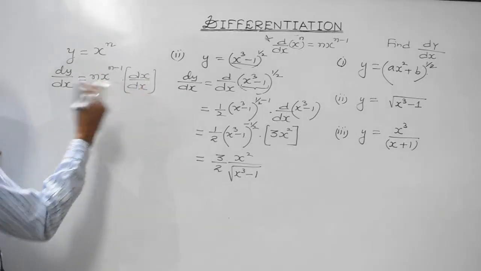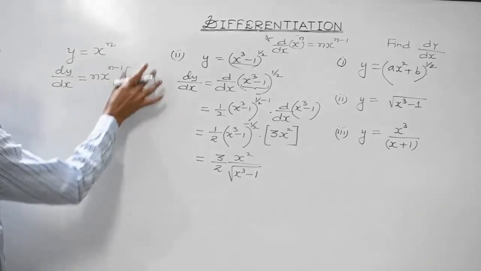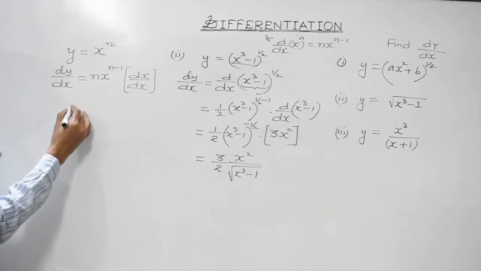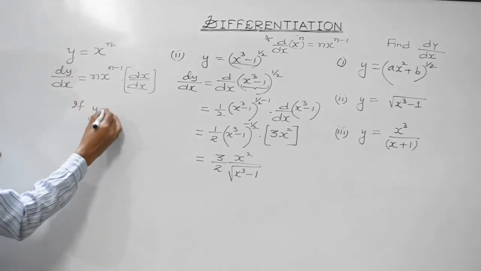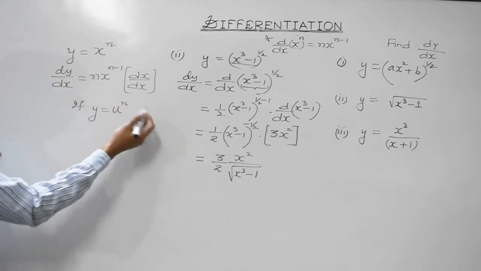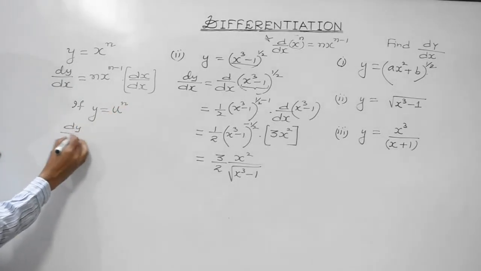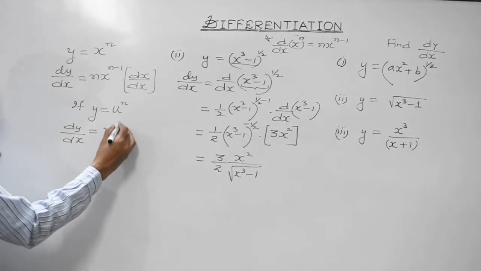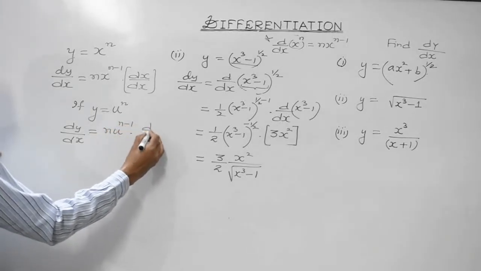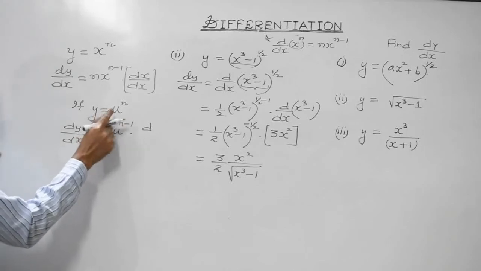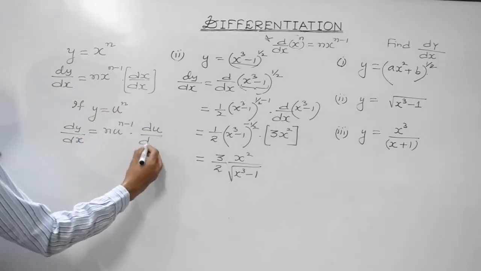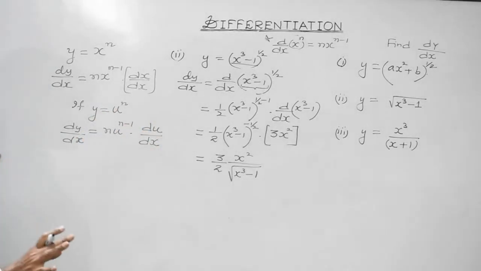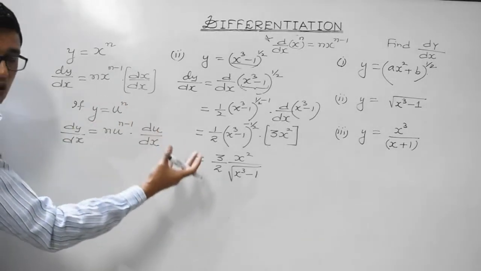Because it is equal to 1. Isn't it? So this we don't write. So if y is equal to u to the power n, u as a function of x, then dy by dx will be equal to n u to the power n minus 1 into du by dx. Now it's okay. There's not any other formula.